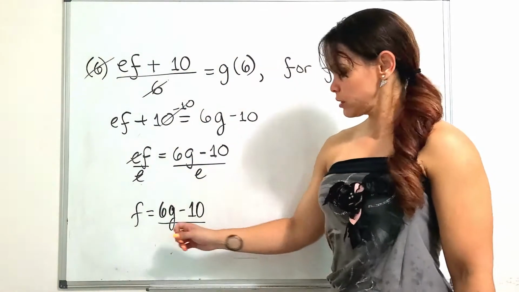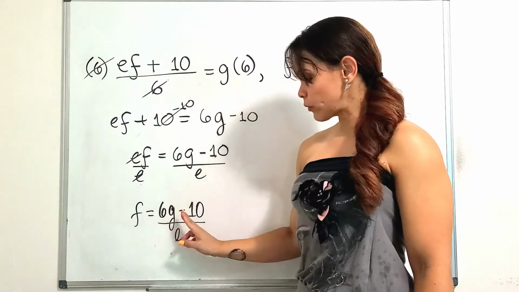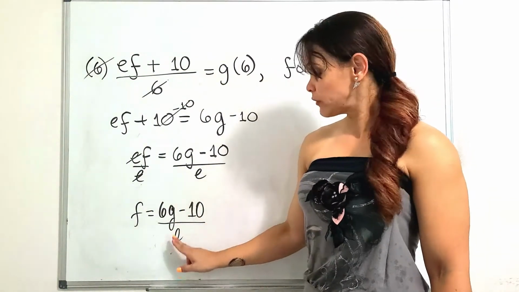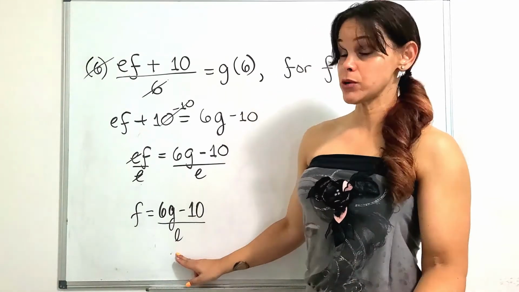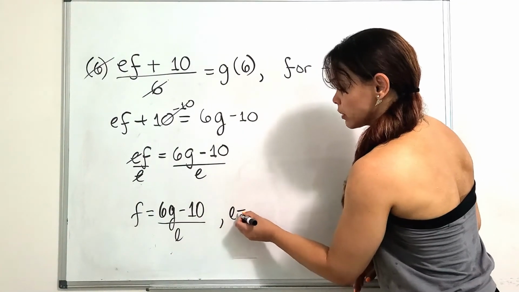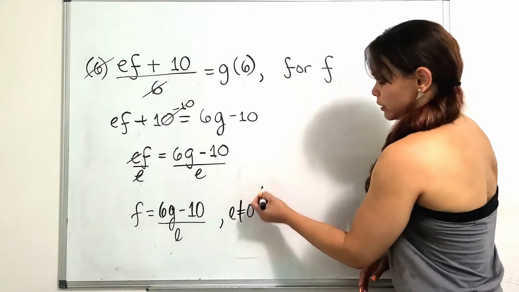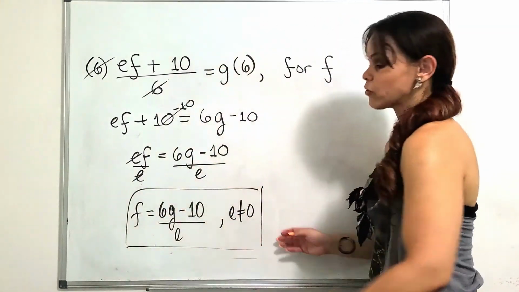Now once again, it's a rational expression, so we have to give a reminder that the denominator cannot be 0. So we'll write, okay, remember, e cannot be equal to 0. And here we have this equation solved for the variable f.